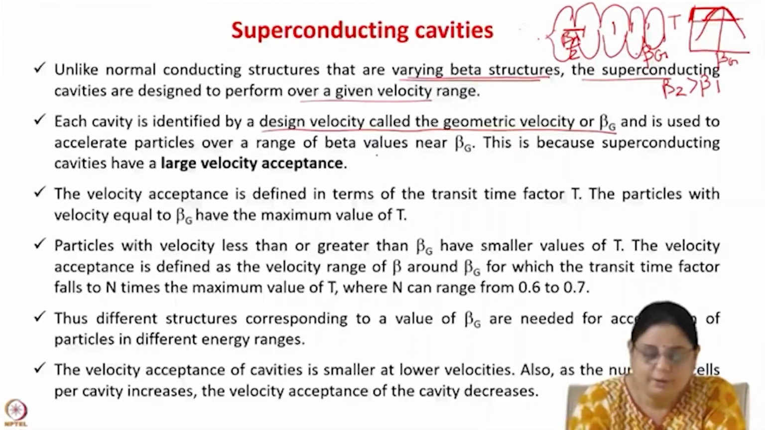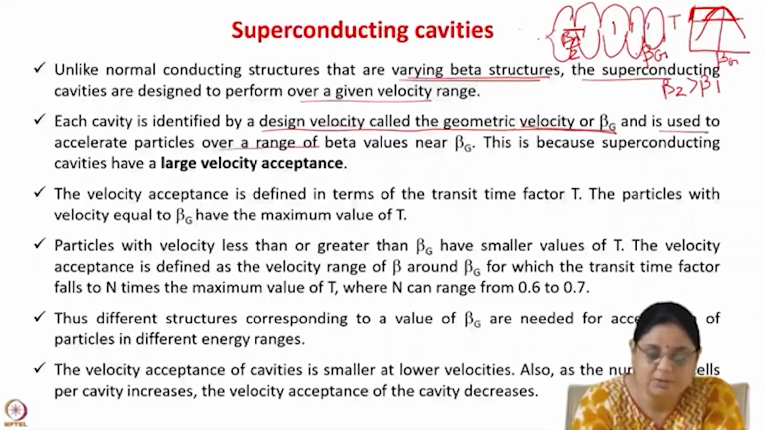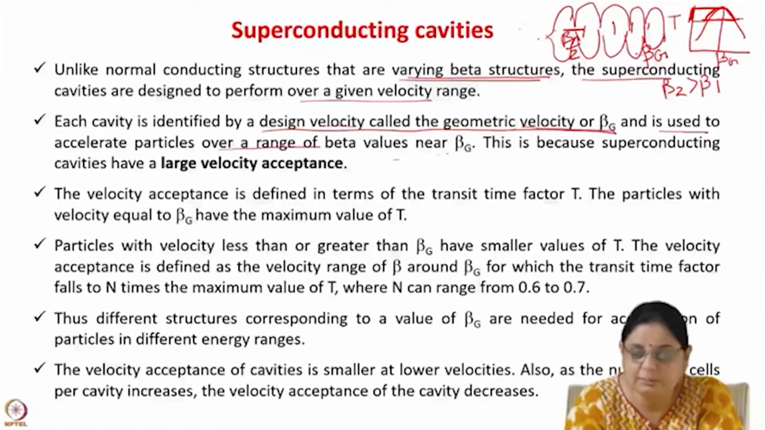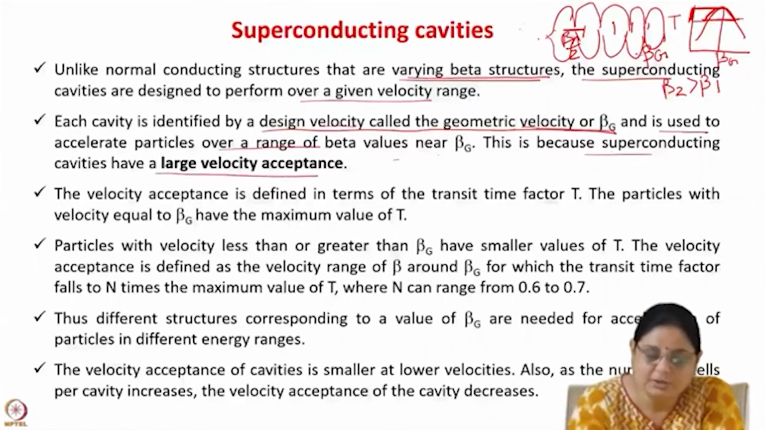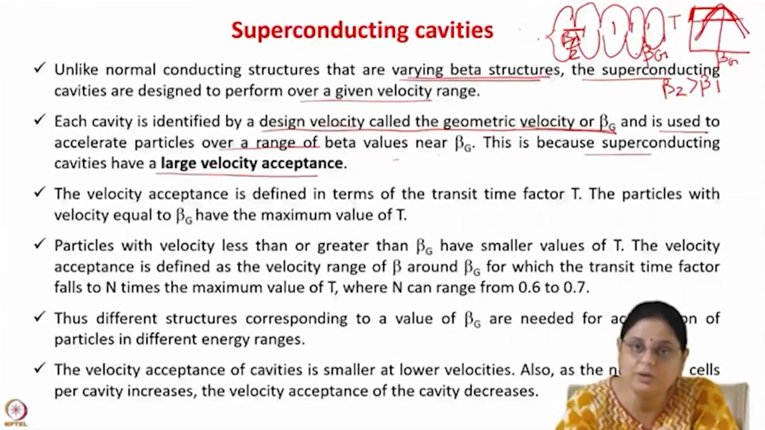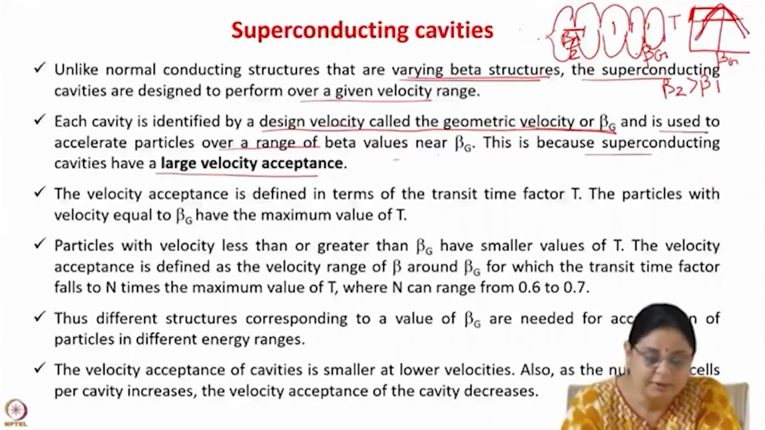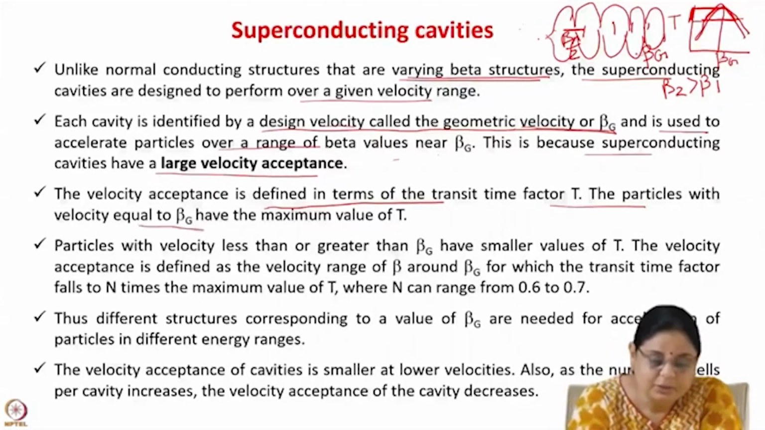Okay, so the design velocity is called the geometric velocity or beta g, and this is used to accelerate particles over a range of beta values near beta g. This is because superconducting cavities have a large velocity acceptance. So this curve is quite wide for superconducting cavities as compared to a normal conducting cavity. Velocity acceptance is defined in terms of transit time factor.